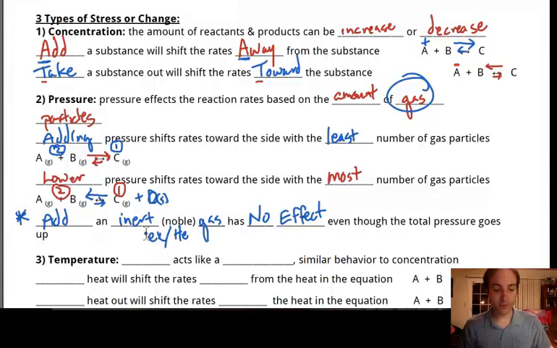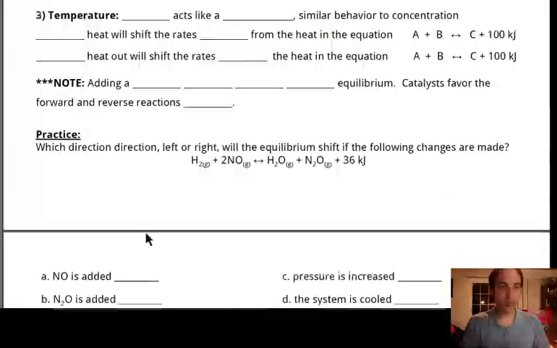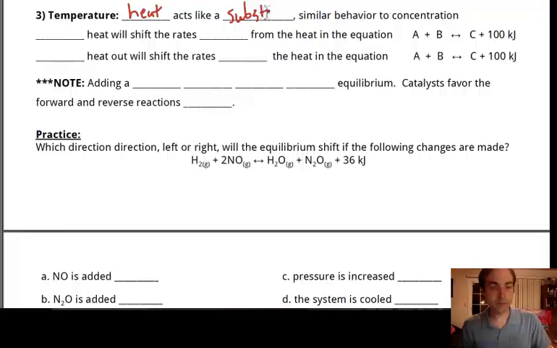Okay, so now let's talk about the third and final way to stress a reaction. That would be temperature. Temperature is actually pretty easy if you understand concentration, because it turns out that heat will act like a substance. So just like how in concentration we added a substance and it shifted away, we're going to see that same behavior when we're talking about temperature. So if we add heat, it will shift the rates away from the heat in the equation.